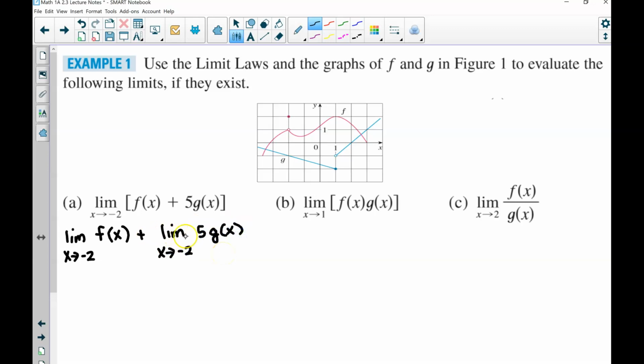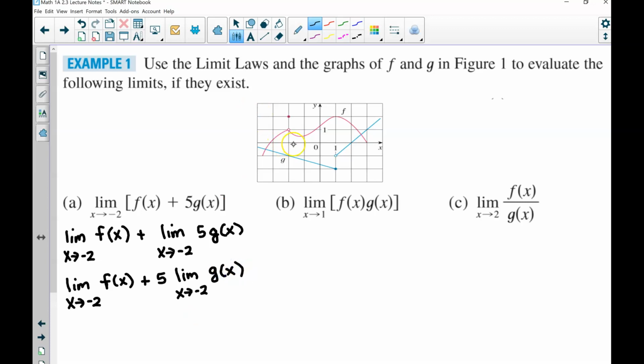Okay, now for the limit on the right hand side, we need to use the constant rule so that we can write this as 5 times the limit of that function. So now this becomes the limit as x approaches -2 of f of x plus 5 times the limit as x approaches -2 of g of x.